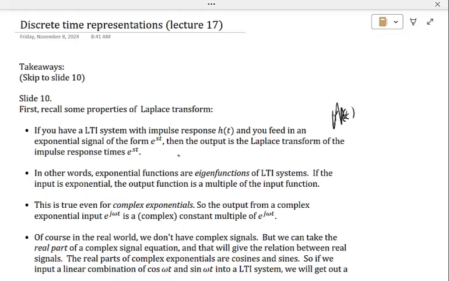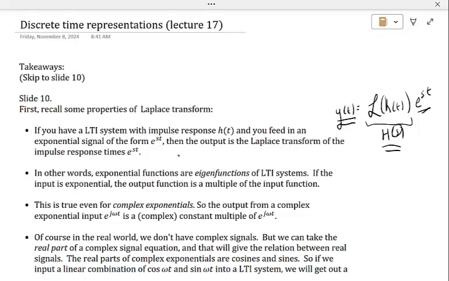If you remember this, y is equal to, so this is actually y of t. He uses big Y for the Laplace transform. So y of t is equal to the Laplace transform of the impulse response, of small h of t, times e to the st. Sometimes he writes this as h of s, right? Okay. So the output function is a constant times the input function.